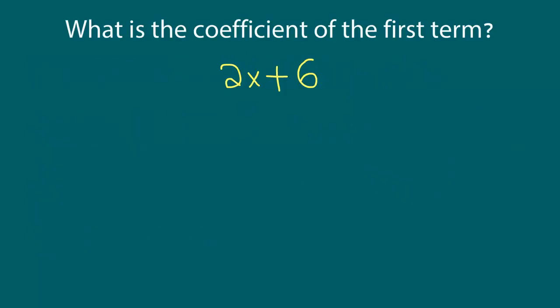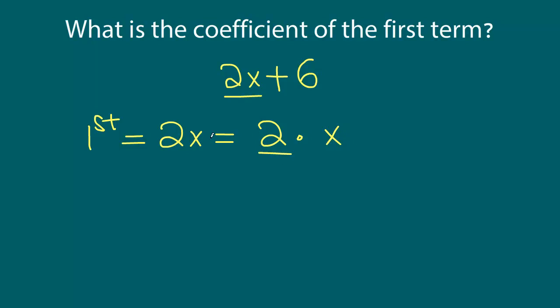So we have an expression 2x plus 6. The question is, what is the coefficient of the first term? Clearly, the first term is 2x, and we can write 2x as 2 times x. This is the dot sign indicating multiplication. This is the variable, and this is the numerical part. So the numerical factor is 2, and we say the coefficient of the first term is 2.